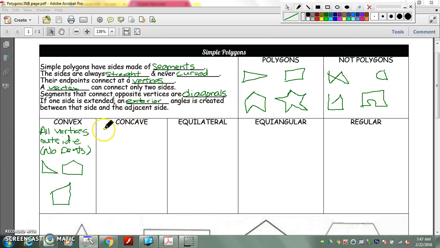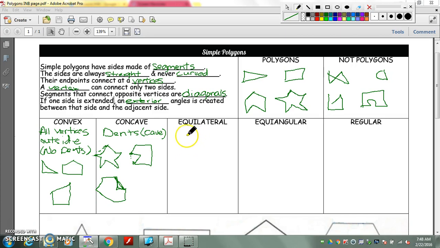Okay, so concave means it does have dents. And kind of the word is cave, like it caves in. So my star, that would be concave, because if I look at these two points here, they cave in. They go inside. If I take a look at this figure here, and look at the points from here to here, that caves in. And if I have this figure here and I look from here to here, that part caves in and goes inside.